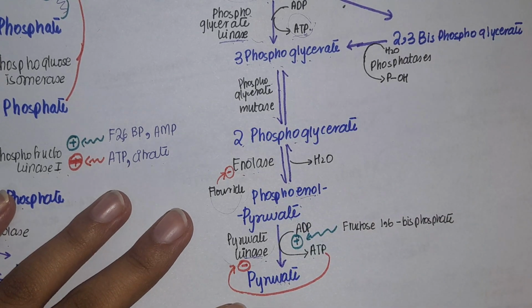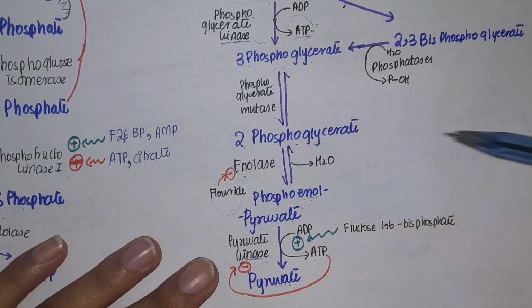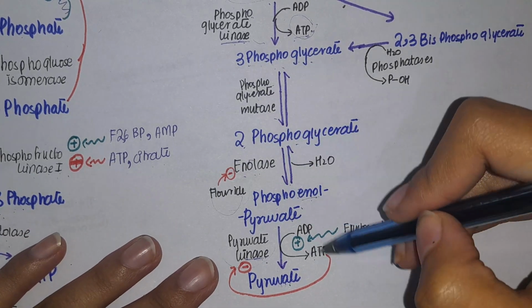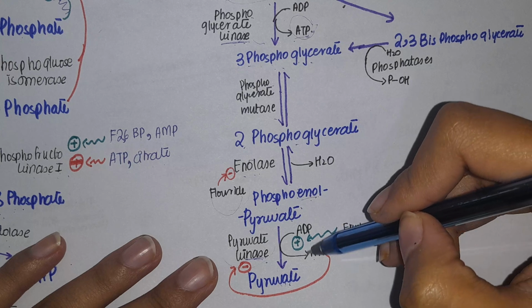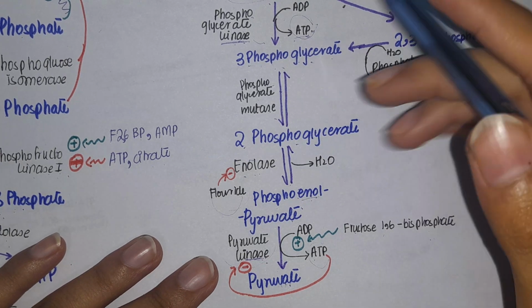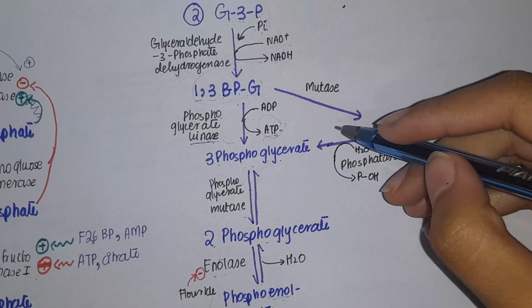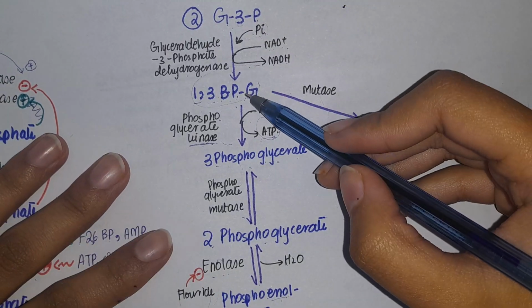We talked about its deficiency, and we talked about its feed forward regulation by fructose 1,6 bisphosphate. Now we can also say that ATP itself inhibits pyruvate kinase. And we also talked about its covalent regulation in the liver and how its deficiency affects the red blood cells. But one thing that we skipped over here was this 1,3-bisphosphoglycerate.